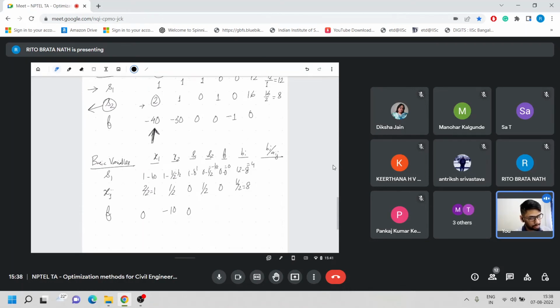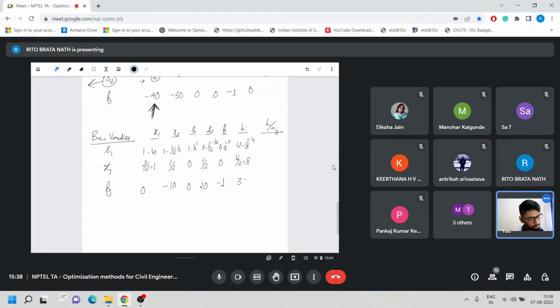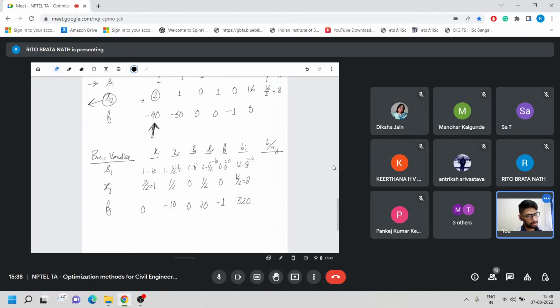I'll write it down as well. So this will be 20. This is minus 1. And this one will be something like 320. So what you have done is that for this row, if I'm naming it as R2 prime, R2 prime is R2 divided by 2. So this one is the previous one. For R1, R1 prime is R1 minus R2 prime.